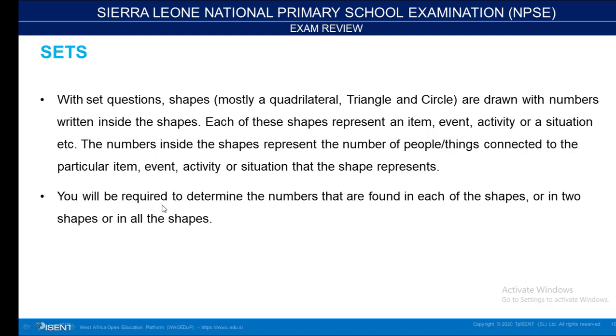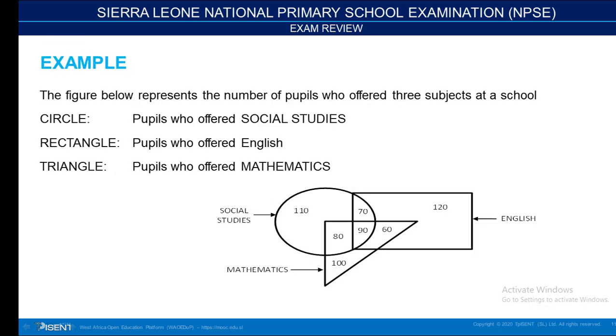You will be required to determine the numbers that are found in each of the shapes, or in 2 shapes, or in all the shapes. Now, shapes will be given to you, which stand for a particular event, activity, item, or situation as the case may be. And then numbers will be placed inside these shapes that represent that event, activity, or situation. Now, let's see an example.